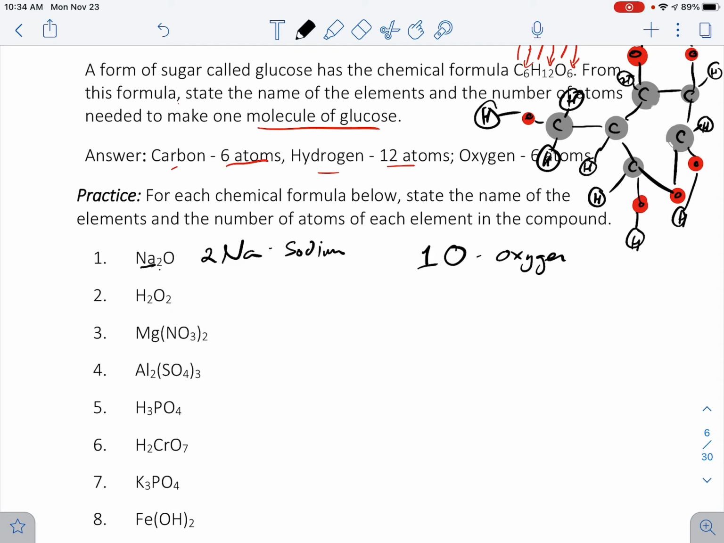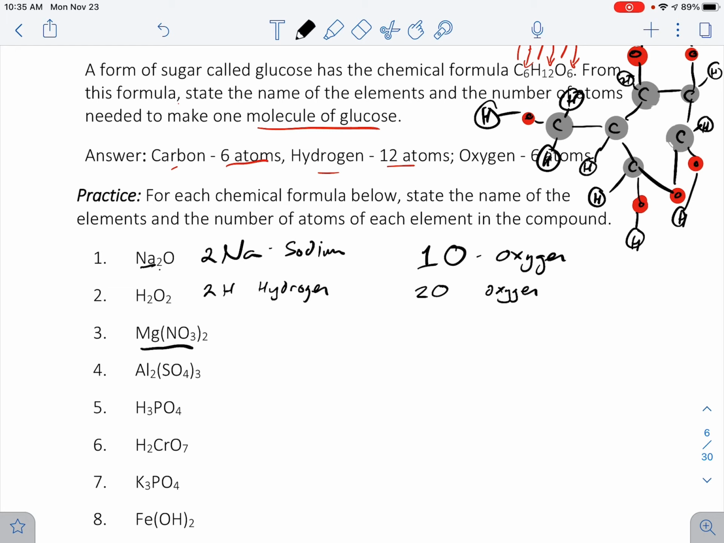Okay, so with peroxide, we have 2 hydrogens and we have 2 oxygens. So we would write that as 2 hydrogens and 2 oxygens, or hydrogen and oxygen. Now I'm going to push you to be able to do this kind of reading as well.